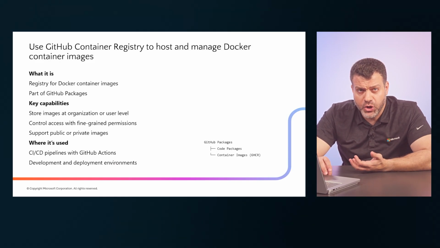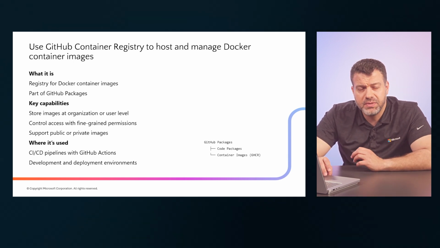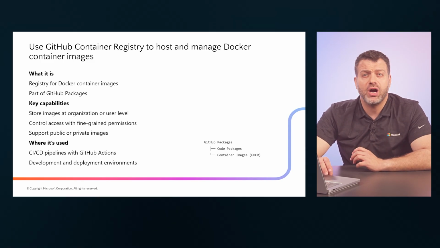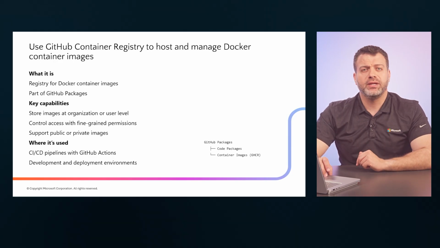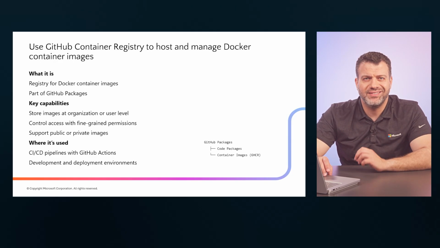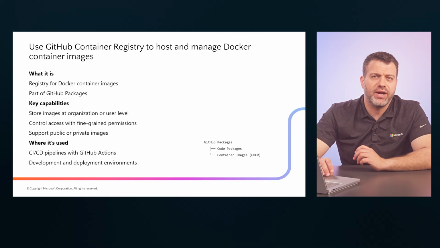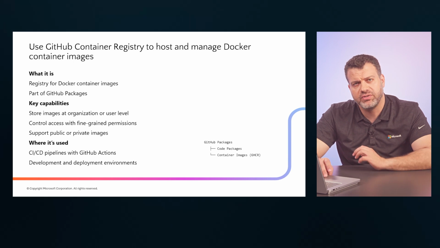We focused on publishing packages like npm or NuGet, but GitHub Packages also supports container images. That is done through the GitHub Container Registry. This registry allows you to store, manage, and distribute Docker images directly within GitHub. One key advantage is flexibility. Unlike traditional registries that tie images to specific repositories, GitHub Container Registry allows you to organize images at the user or the organizational level. So your registry can be organized on both of those levels.